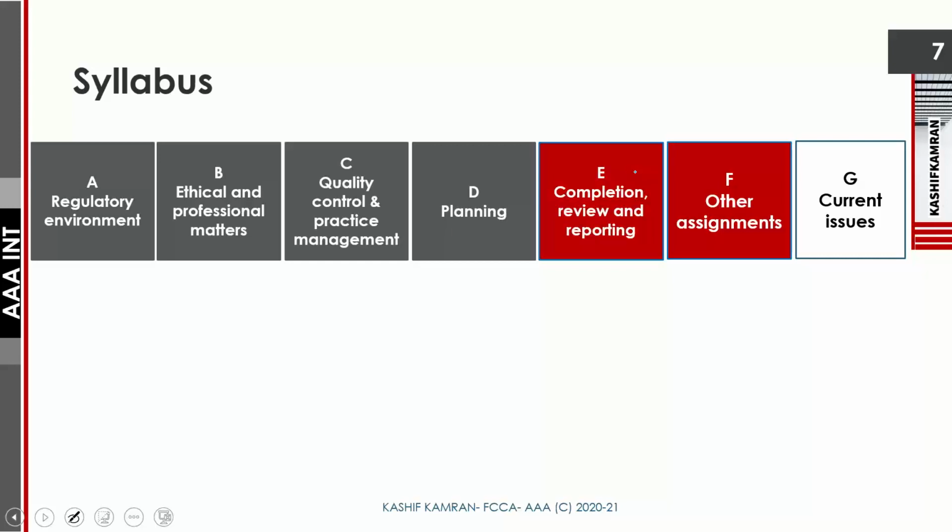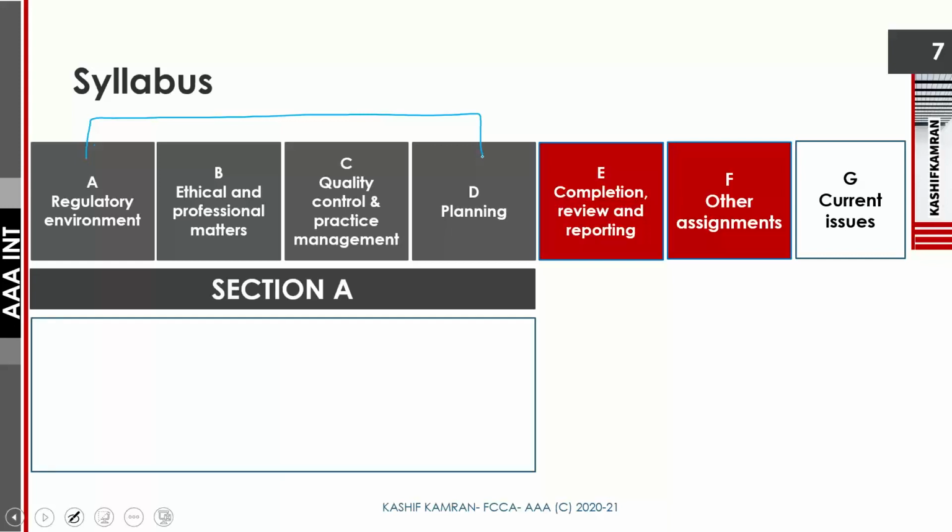Now, if you look at the first 4 syllabus areas, which I have colored in gray, A, B, C, D, and you try to connect them with your paper, section A, which is for 50 marks, these 4 syllabus areas are part of section A. Let's see what the examiner is telling us about these 4 syllabus areas connecting with section A.